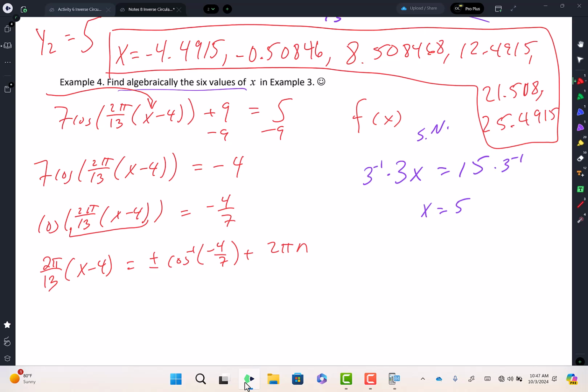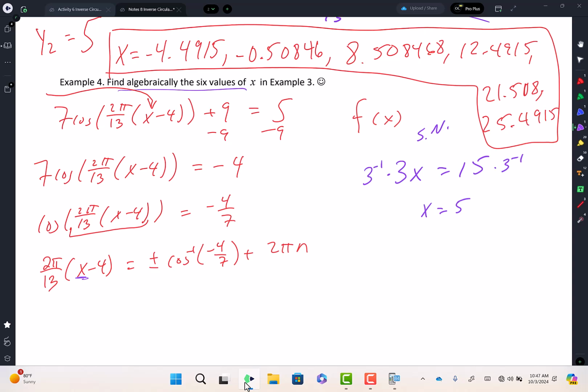I'm trying to solve for x. What's my next move, table 1? Man, I really wish I could get that x by itself, but I can't do that right now because I'm multiplying that 2 pi over 13 times x minus 4. I really got to get rid of that 2 pi over 13, but what do I do to get rid of it? What did I do?